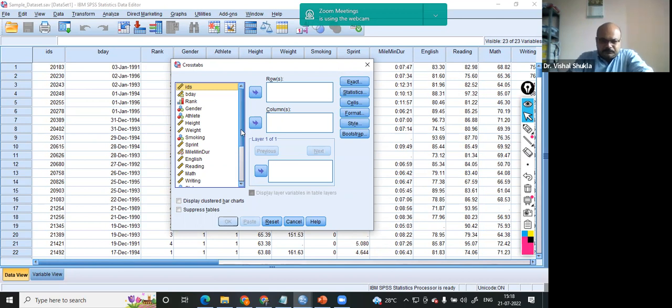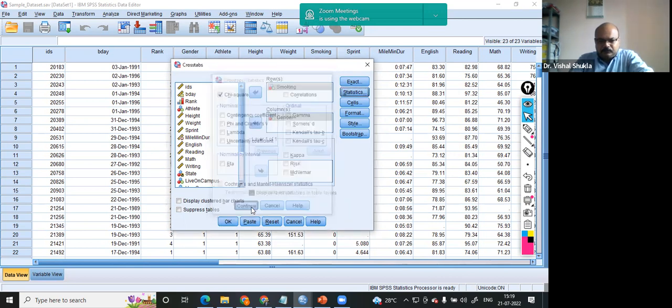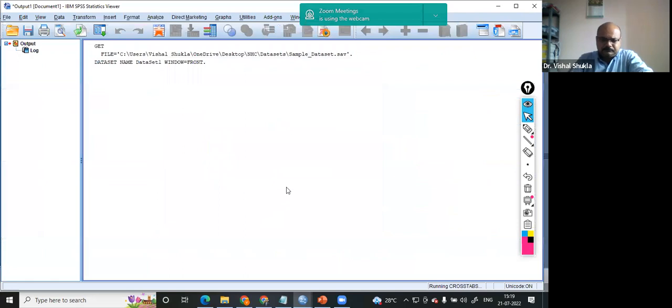Now what we will do, we will put smoking in the row, gender in the column, and here in statistics, we will take chi-square, continue. Also for visualization, we will take display clustered bar chart. Click on it.